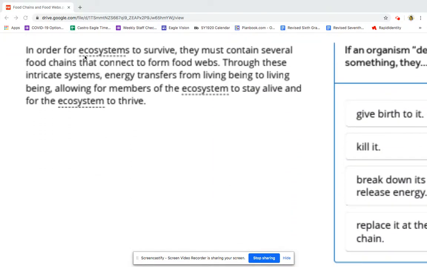In order for ecosystems to survive, they must contain several food chains that connect to form food webs. Through these intricate systems, energy transfers from living being to living being, allowing for members of the ecosystem to stay alive and for the ecosystem to thrive.